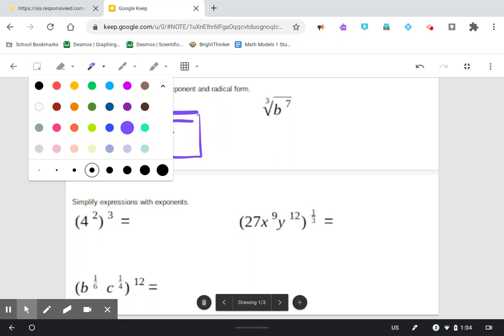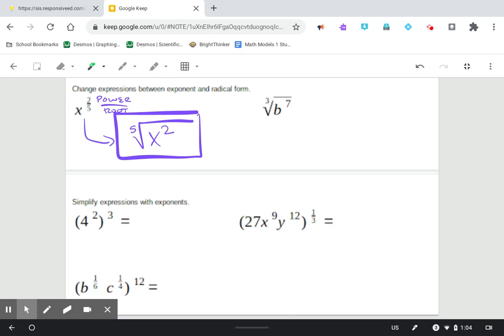And then on the other side of this, since this is already in root form, we would convert this into b is equal to 7 over 3 power, with, again, the top number coming from the power, and the bottom number coming from the root.